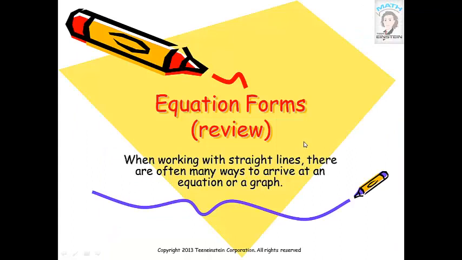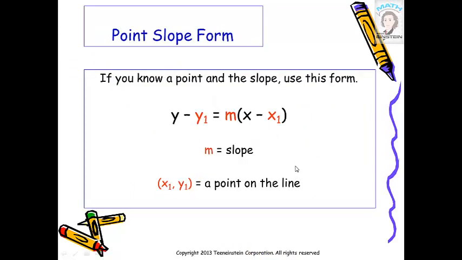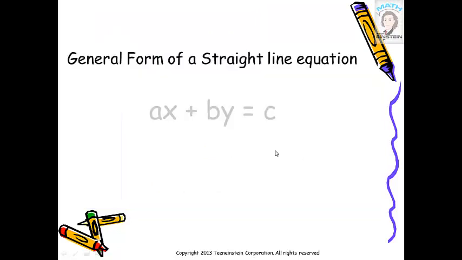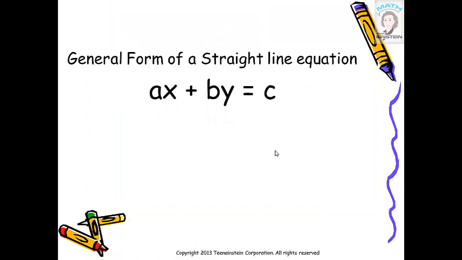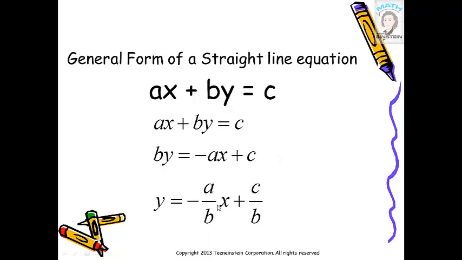So equation forms, just a review of all the forms here. First, slope intercept form, y = mx + b, m is the slope, b is the y-intercept. Then the point slope form, m is the gradient, (x1, y1) is a point on the line, any one point. Then the general form of the straight line will be ax + by = c, the most general form or implicit form. This can be rewritten in the slope y-intercept form. We can rewrite in this way. This is the slope and this is your y-intercept.